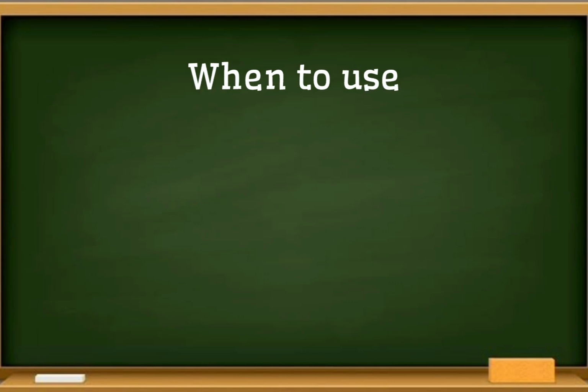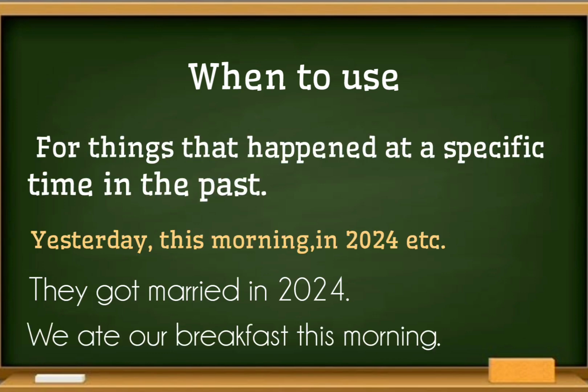Look at when we have to use past simple tense. We use past simple tense for things that happened at a specific time in the past, such as yesterday, this morning, in 2024. For example, they got married in 2024. We ate our breakfast this morning.